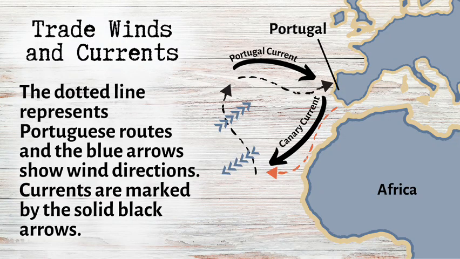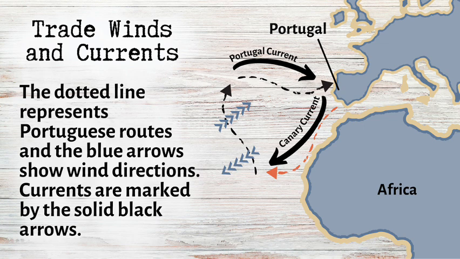So let's discuss trade winds and currents. Increased knowledge of currents and trade winds greatly propelled ocean navigation forward in the 1450 to 1750 time period. I'd like to point out the orange dotted line on the map.